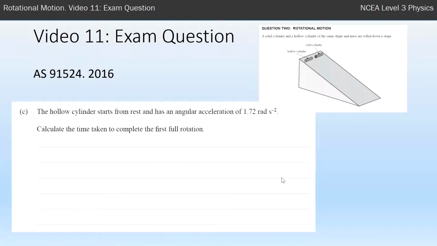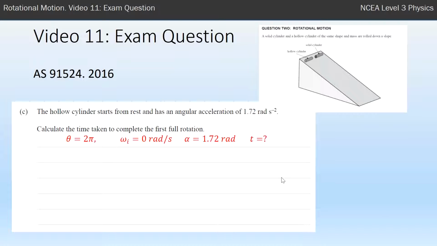Okay, the next question, part C. The hollow cylinder starts from rest and has an angular acceleration of 1.72. Calculate the time taken to complete the first full rotation. So it looks to me like they've started it from rest, so I've been given an initial rotational speed. I want to calculate a time. They've given me acceleration. I have a funny feeling this is going to be the rotational equations of motion. I've done a video on that, which is video 5 in this series, so if you're lost, go back to that.